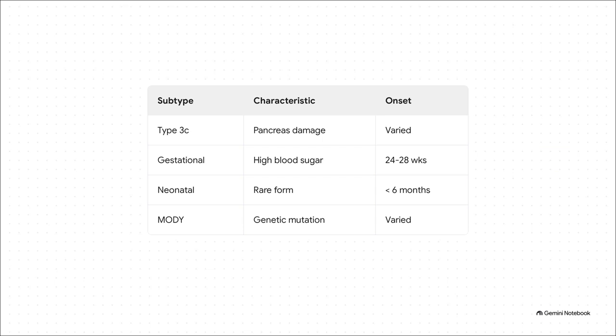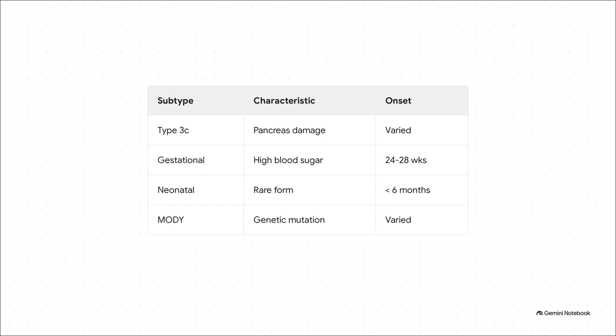First up, type 3C diabetes. This develops specifically due to pancreatic damage, so think chronic pancreatitis, cystic fibrosis, or a pancreatectomy. If a patient has their pancreas removed, well, that leads to type 3C, and you'd be looking at post-procedural codes like E89.1 alongside your diabetes codes. Next, gestational diabetes. The key timing here is an onset appearing between 24 and 28 weeks of pregnancy, which is caused by placental hormones blocking insulin.